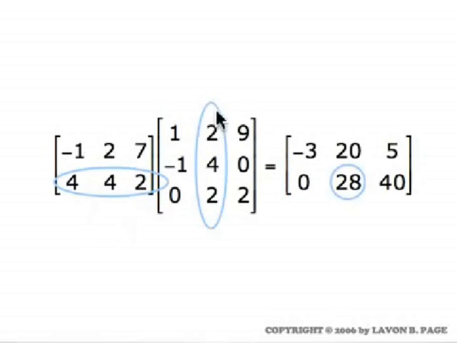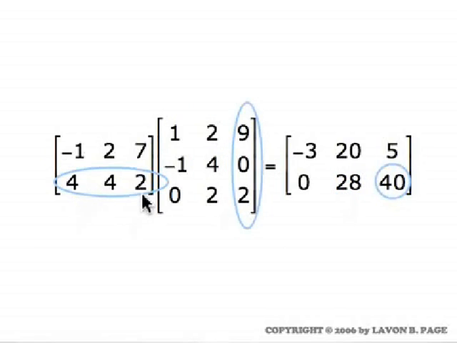Row 2 times column 2 gives us the 28 in this spot, and row 2 times column 3 gives us the 40 in the row 2, column 3 position of the product matrix.